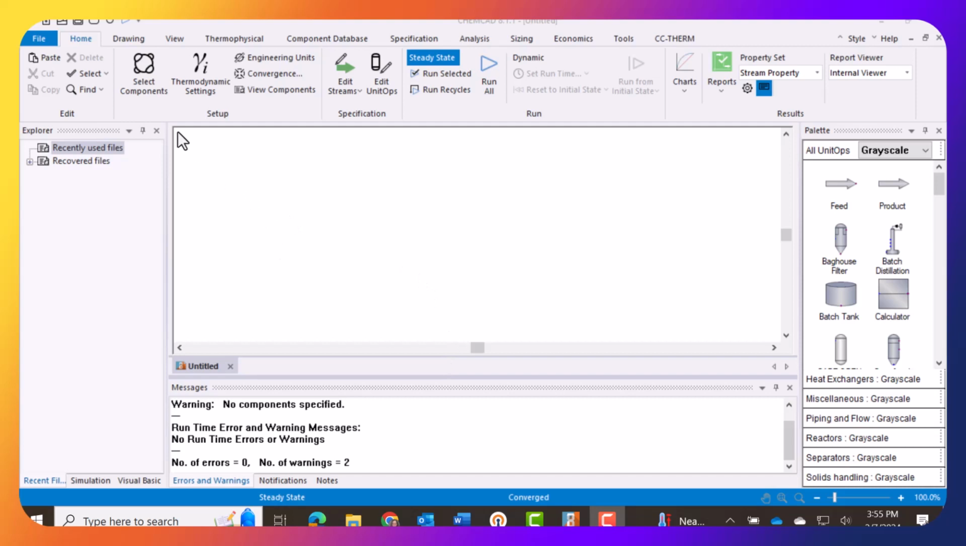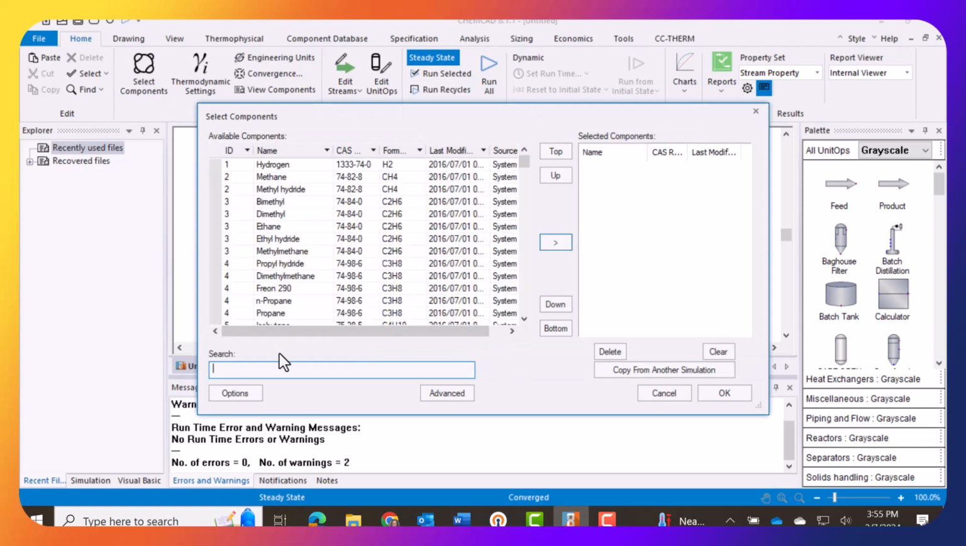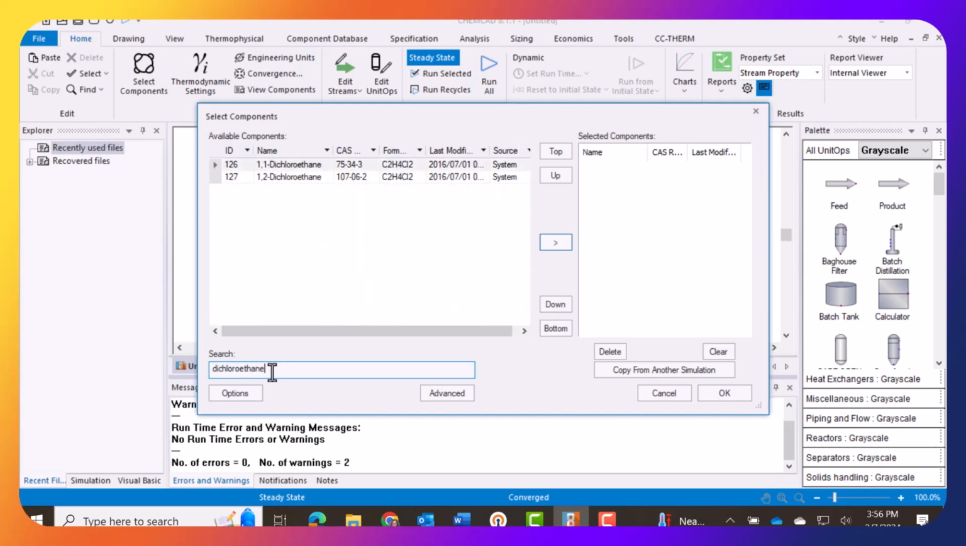So to start with, they have you select components. If you click on select components, and we'll do this in the same way that we've done previously, our components in this case are 1,2-dichloroethane and 1,1,2-trichloroethane. If you just type dichloroethane, you'll see that there are two choices here. We want the 1,2.